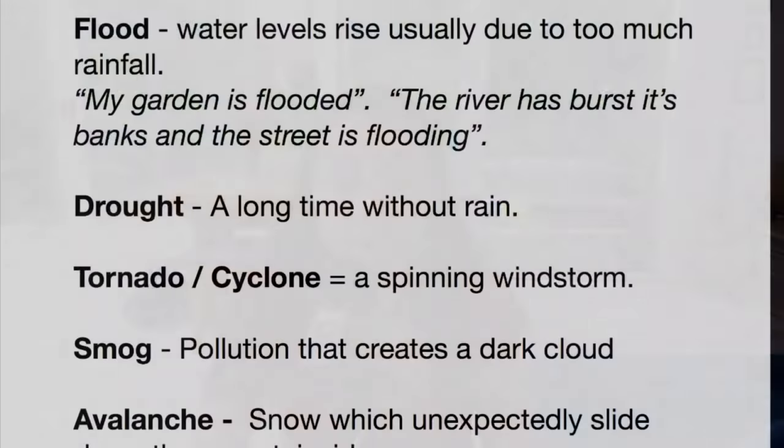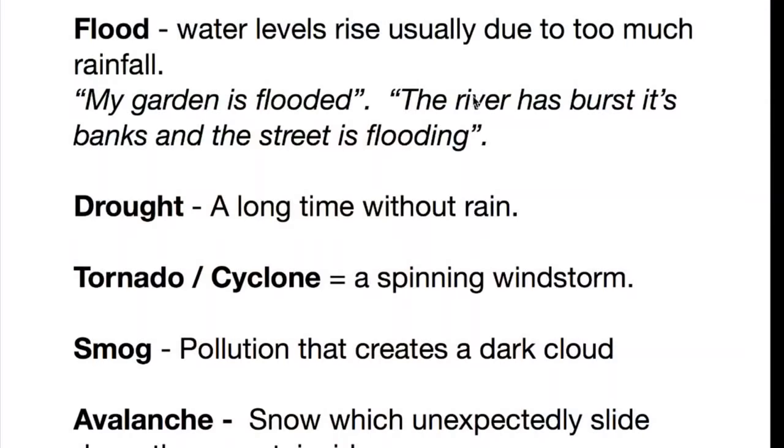And so you might say, my garden is flooded, or the river has burst its banks and the street is flooding. So if something bursts its banks, a river or a stream would burst its banks. It's when it goes beyond the outer edges of the river, what holds the river in place. If it goes over that, then it's burst its banks.